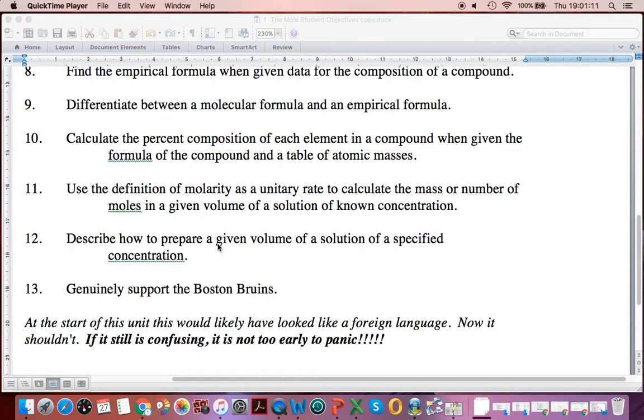So the idea is, when you look at this, hopefully a lot of this doesn't make sense. And when you look at this sheet again at the end of the unit, then you'll say, whoa, this really wasn't that hard. And it will demonstrate to you that you actually learned something. So that is the goal.